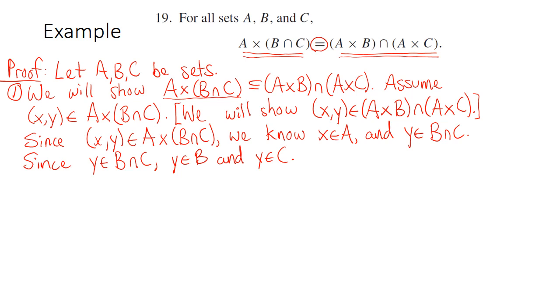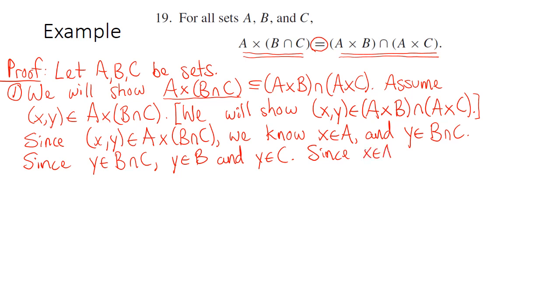So now let's look at what we're trying to show and whether we're prepared to do it yet. So we're trying to show that the element, the ordered pair xy, is an element of A cross B intersect A cross C. So to do that, to show that it's in that intersection, we need to show that xy is in A cross B and that xy is in A cross C. And I think we have that. So let me just write it up.